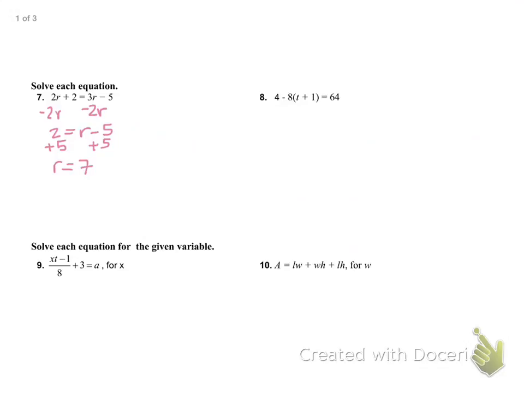Ooh. So this one, I have to distribute first. So I'm going to distribute a -8. So I'm going to get 4 minus 8t minus 8, because we distributed a -8, is equal to 64. 4 minus 8 gets me -4, because we can combine like terms. Remember, if they're on the same side, you do as it says. Let's go ahead and add 4 over. So I got -8t is equal to 68. Divide by -8. So t is equal to -68 over 8.